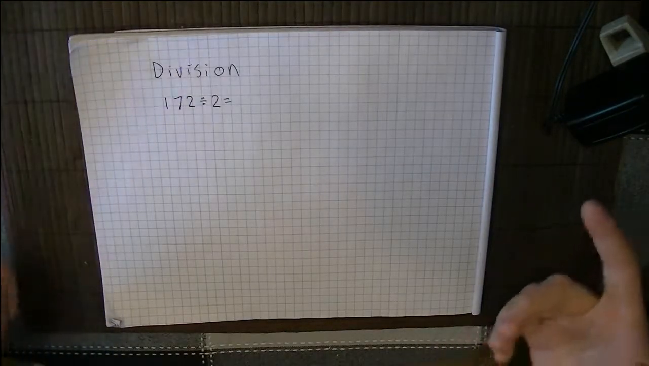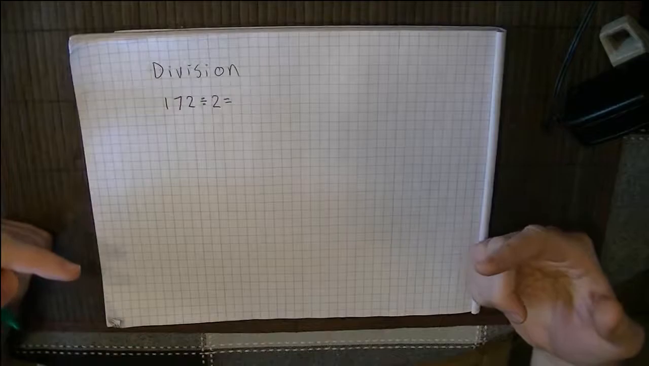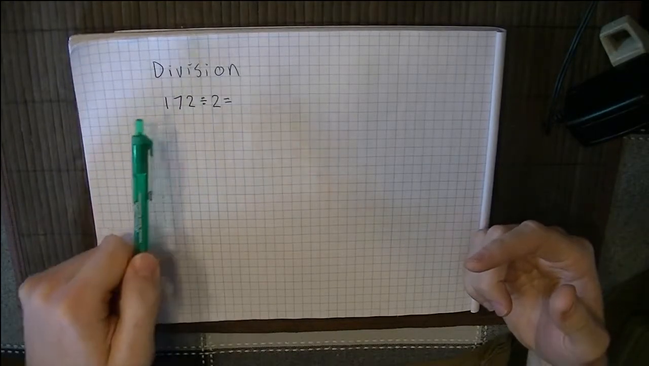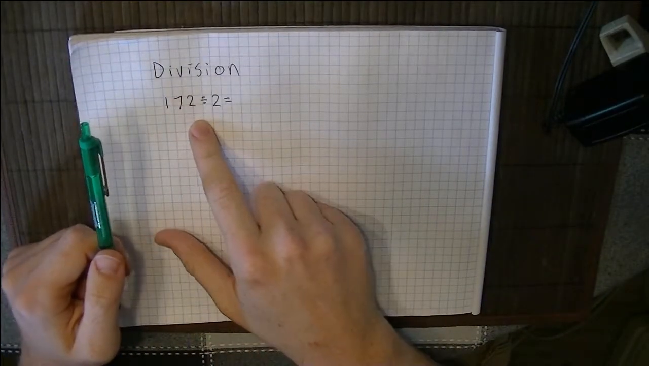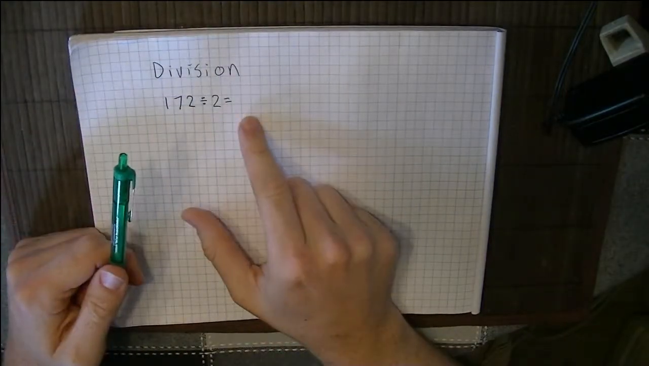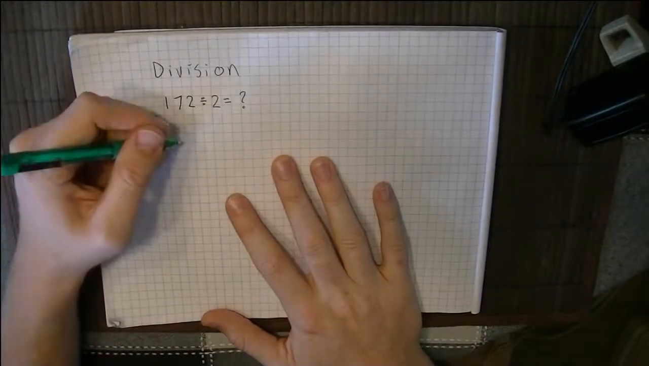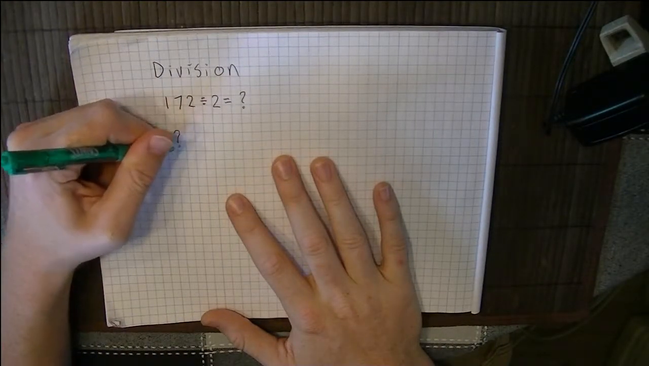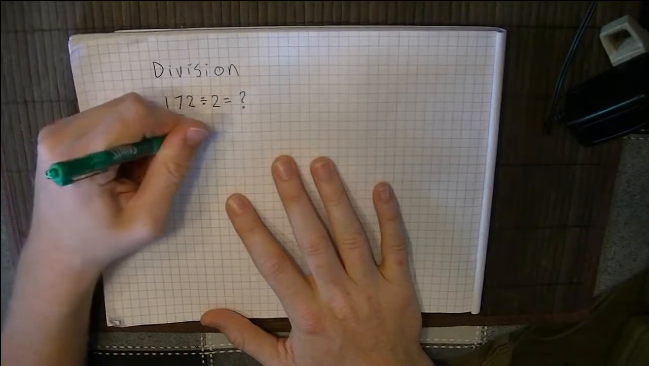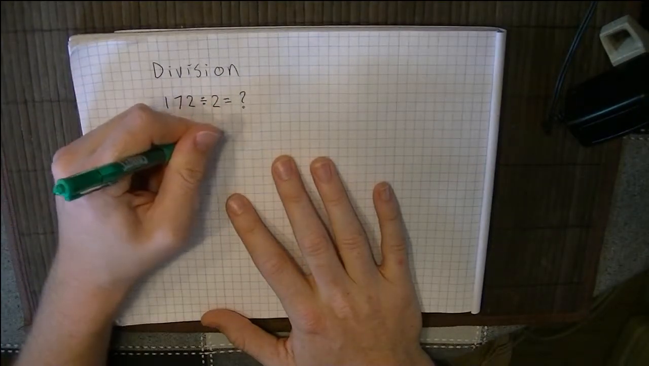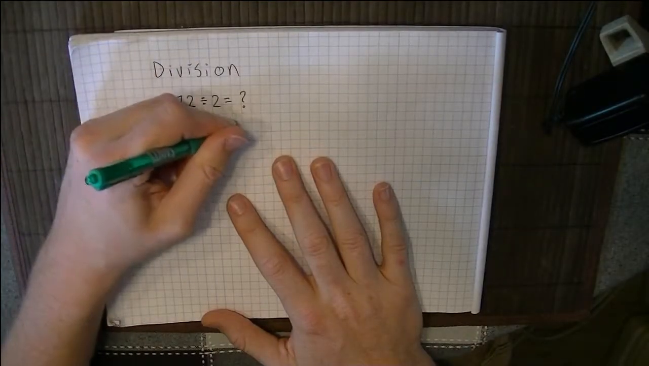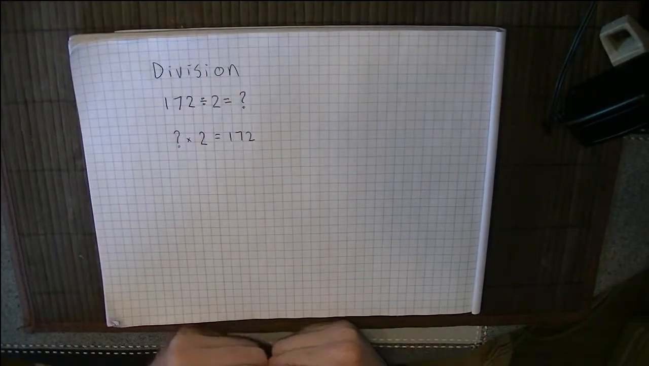Okay, let's talk about division now. Division is the undoing of multiplication. So if I ask you a question, hey, 172, let's say, divided by 2 is equal to what? That's the same thing as saying, hey, what number, when I multiply it by 2, will get me 172? That's the question that I am asking.